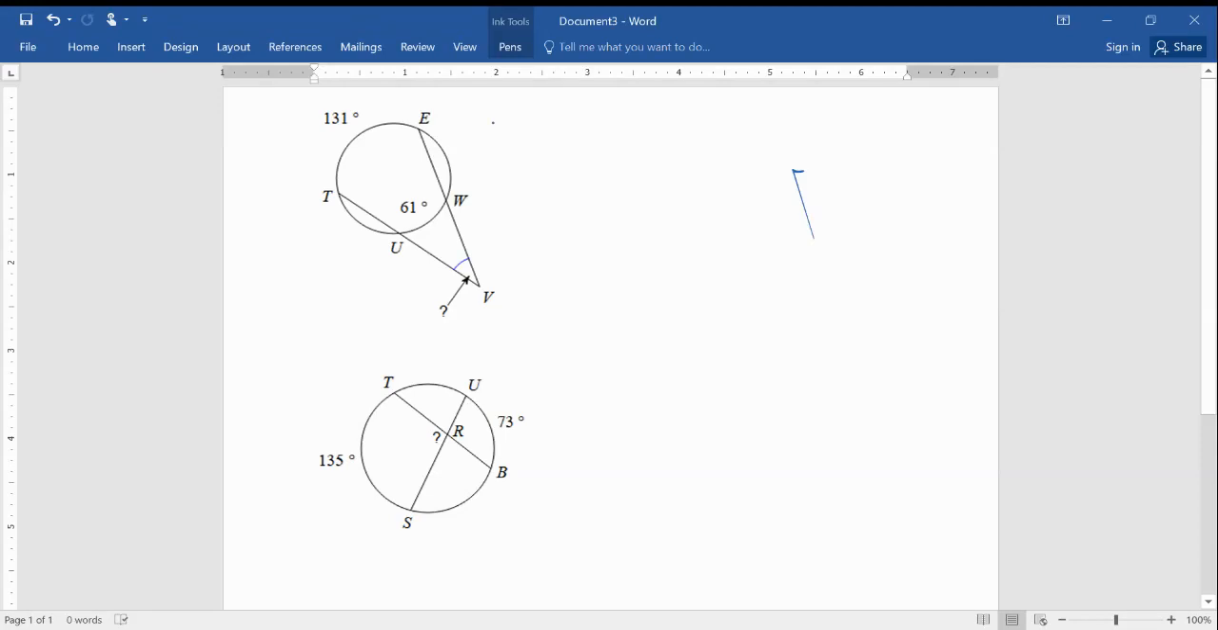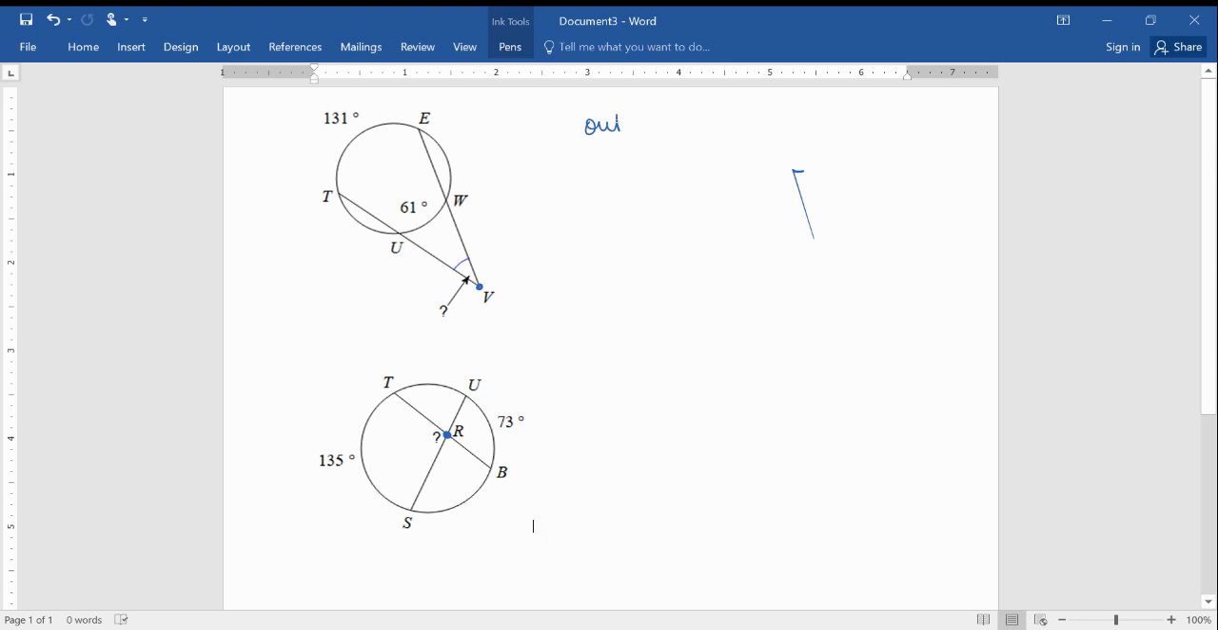Let's do some angle circle questions. We'll start with this first one here. What you want to do in all these problems is look at the location of the vertex of the angle you are trying to find. And we are trying to find the measure of angle EVT. Where is the vertex of this angle in relation to the circle?